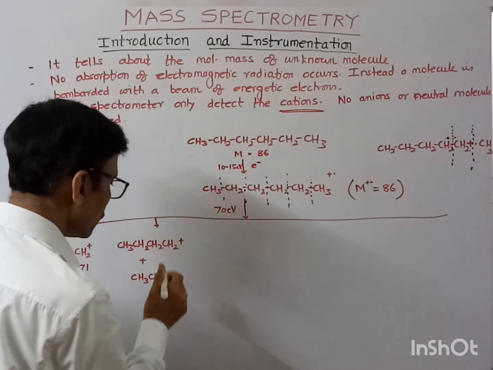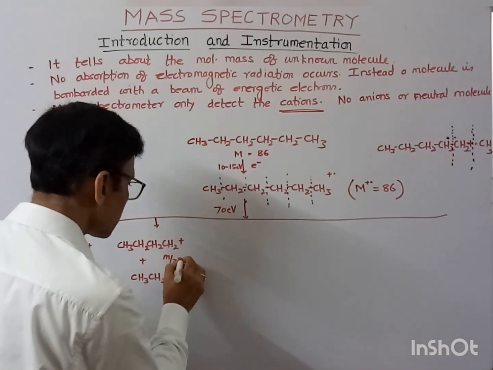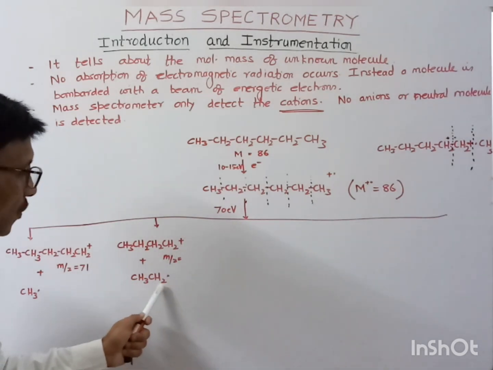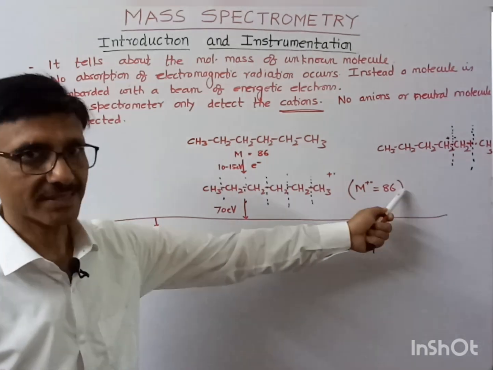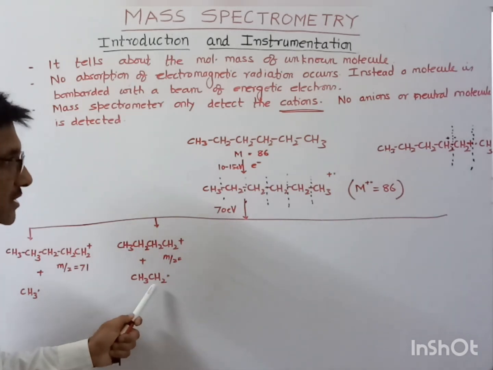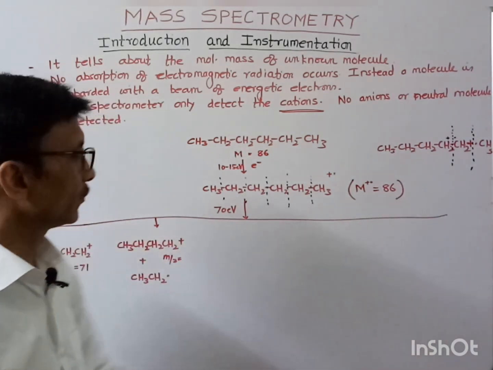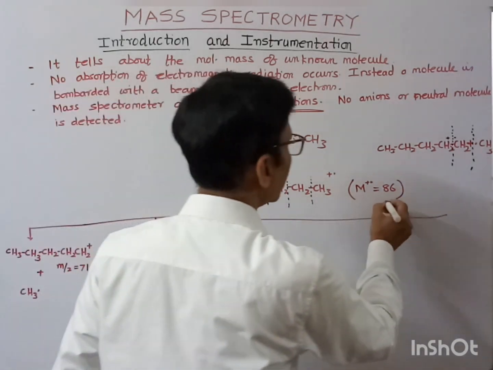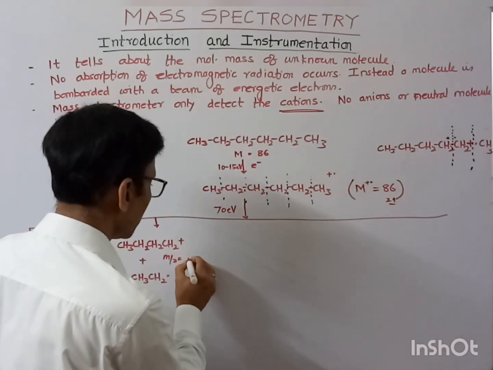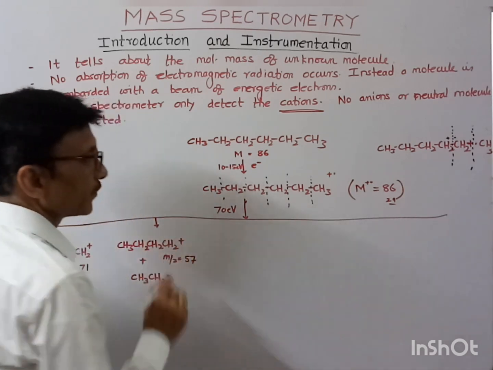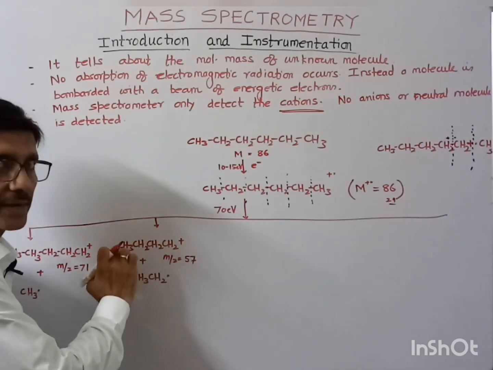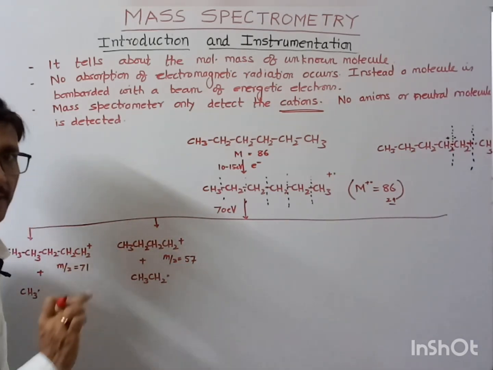So what would be the m by z value for this? Subtracting the molecular mass of CH3 and CH2 from 86. The molecular mass for this is 15 plus 14, that is 29. Subtracting 29 from 86, we will get 57. This is the m by z value for this. The mass analyzer will detect only this cation. It will not detect the radical.